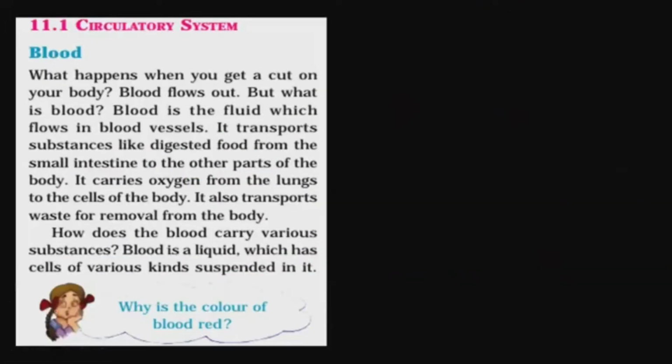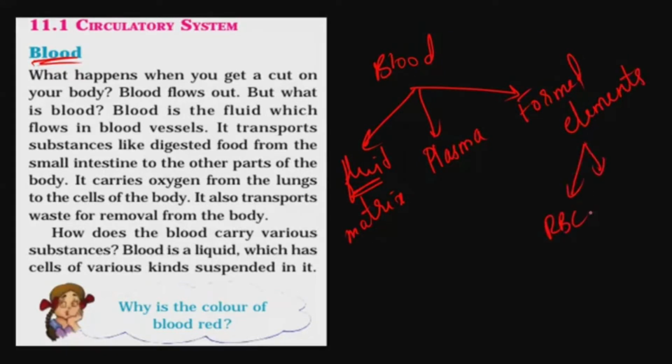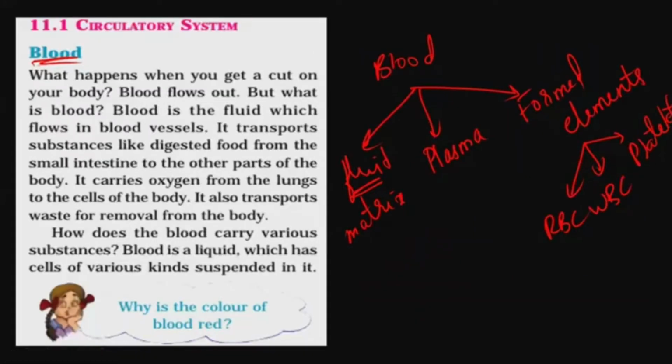So the circulatory system, most important element of the circulatory system is blood. Now blood is basically formed of three things. It is a fluid matrix, that is the material of blood. You can say the material of blood is like a fluid. It is formed of plasma and some formed elements. Your formed elements include red blood cells, white blood cells, and platelets. I will be telling you soon about these. So just have a read through.